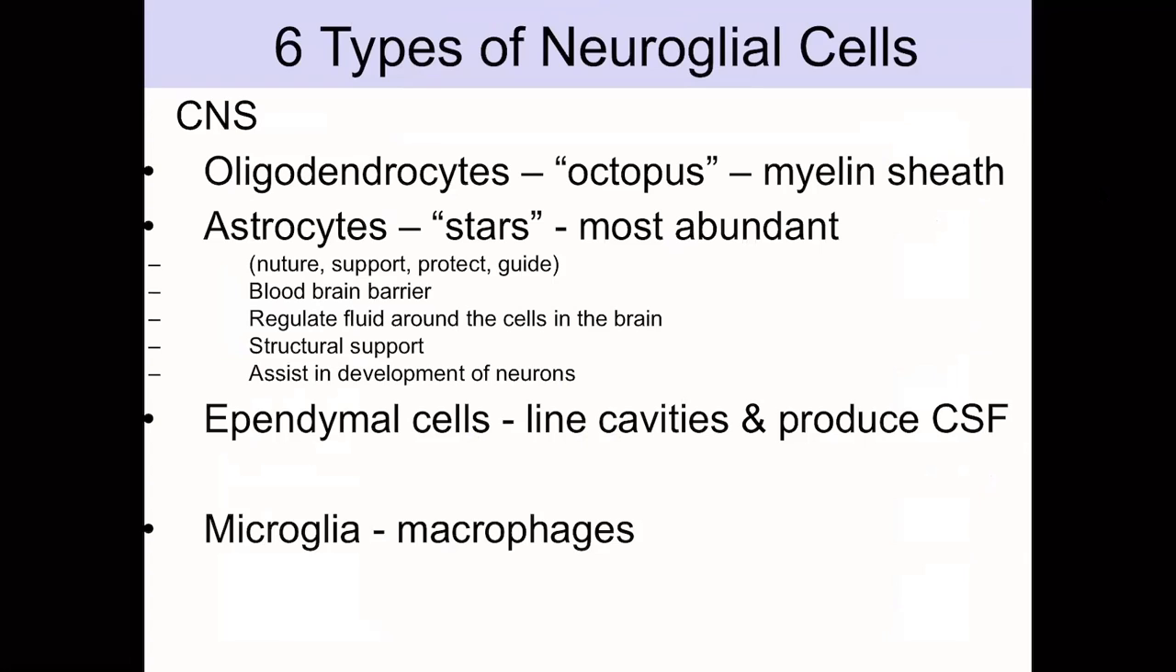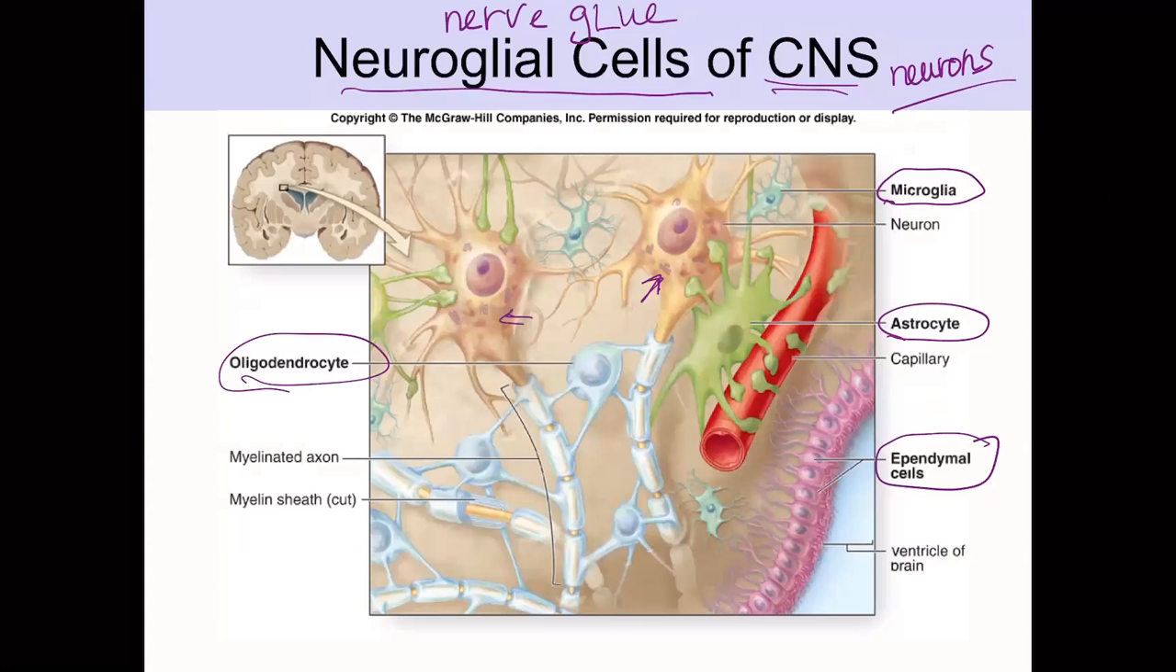Okay, now neuroglial cells, there's 6 types. 4 are in the central nervous system and 2 are in the peripheral nervous system. Okay, oligodendrocytes, I always kind of think of them like an octopus. And what they do is they're going to produce the myelin sheath. So if we go over here, here is an oligodendrocyte and it's making this myelin sheath.